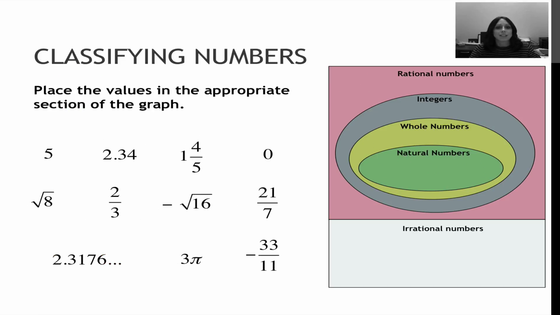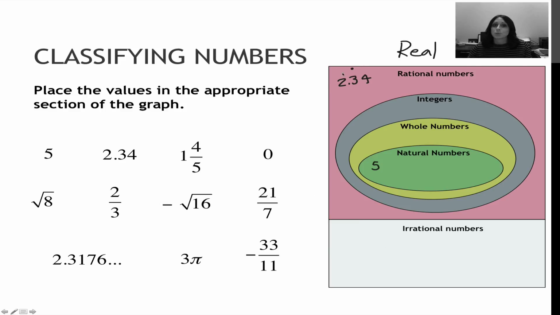So let's take a look at these and place them in the appropriate spot, and we'll talk about what they're classified as. For my first one, number 5, 5 is a natural number. It's natural because it's a counting number, which means if I were classifying it, I would say it's natural and whole and integer and rational and, of course, real, because everything is going to be real. 2.34, as soon as I see that decimal, I know that it cannot be a natural or a whole or an integer. It's got to be out here. Now notice this decimal stops, and that's why it's rational and not irrational.